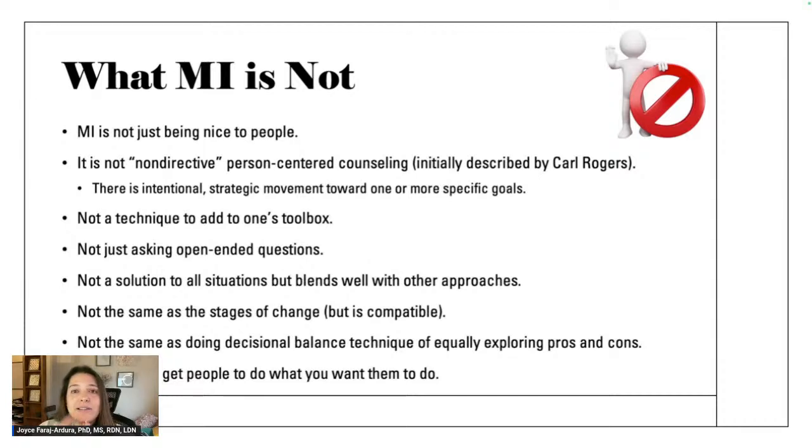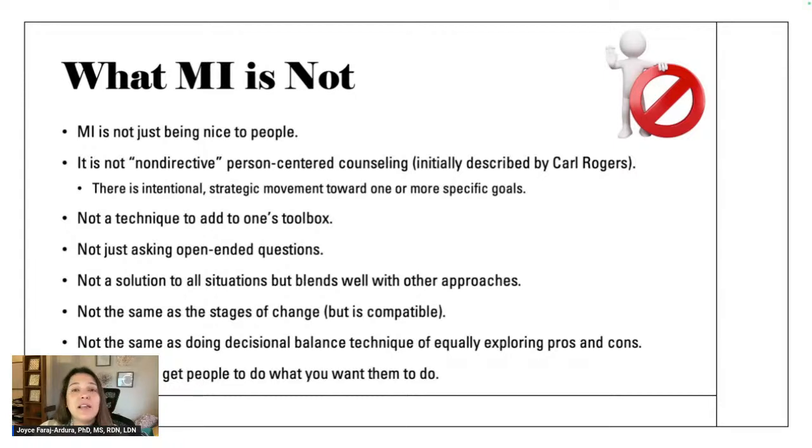Because with MI, there is an intentional strategic movement towards one or more specific goals. And the goal has to be shared with the client. It has to be a common goal that, ideally, the client comes up with. But it has to be something that we're both on the same page about with our clients.